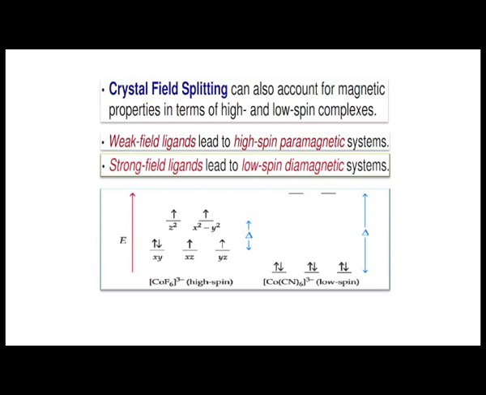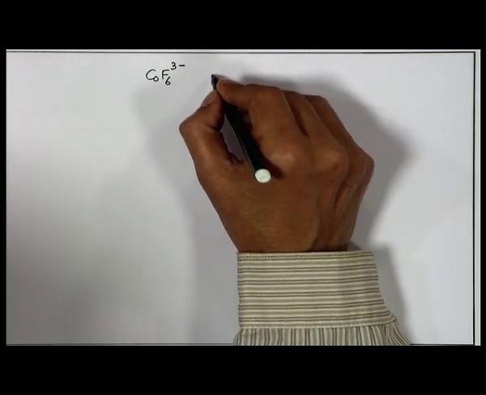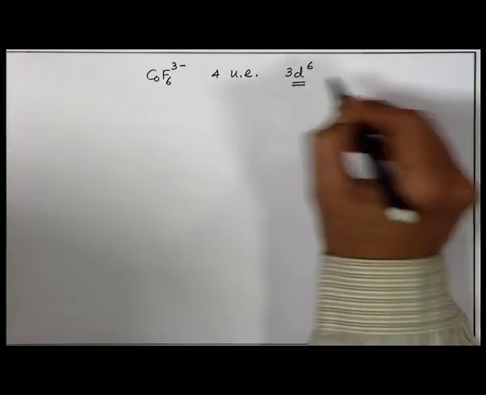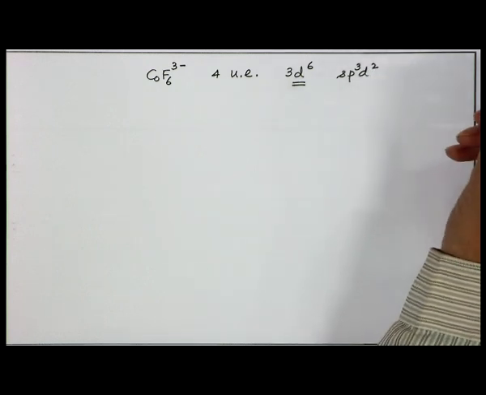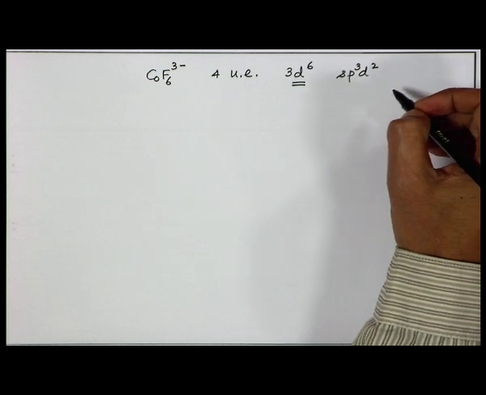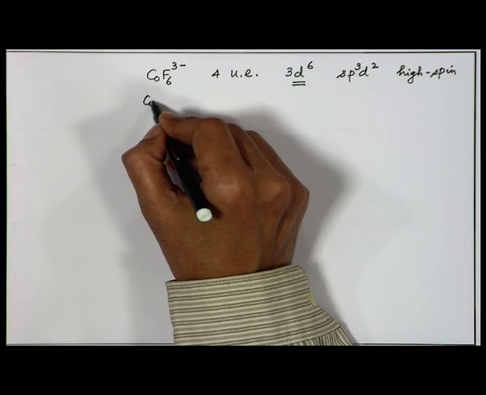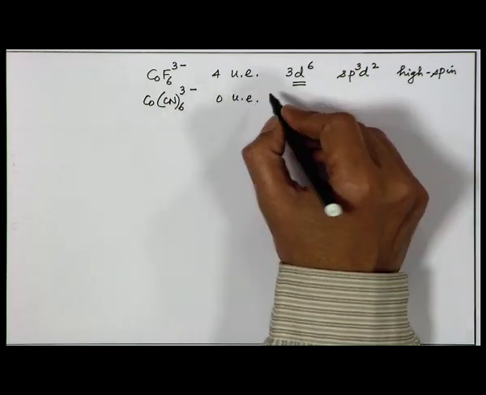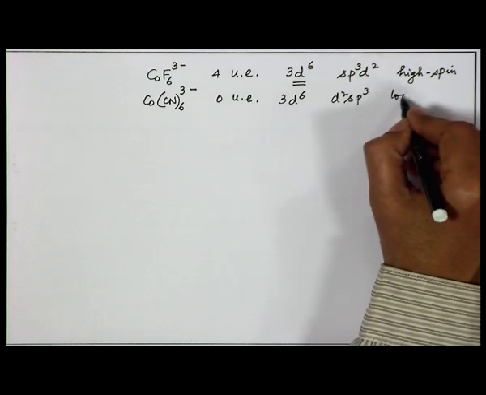So, this fluoride ligand will be a weak field ligand, and in terms of the previous definition from the valence bond picture, what we have seen is that CoF6 3 minus has 4 unpaired electrons in the 3d6 configuration, and this can be defined from sp3d2 hybridization. This sp3d2 type of hybridization will give rise to high spin complexes, whereas for Co(CN)6 3 minus the number of unpaired electrons is 0, which is still a 3d6 electronic configuration, and the hybridization is d2sp3 and it is low spin.